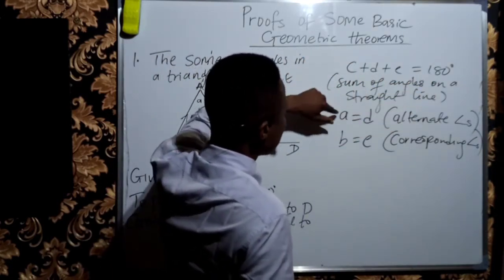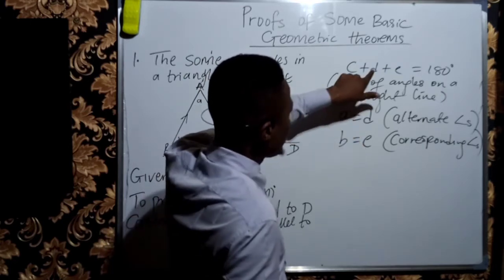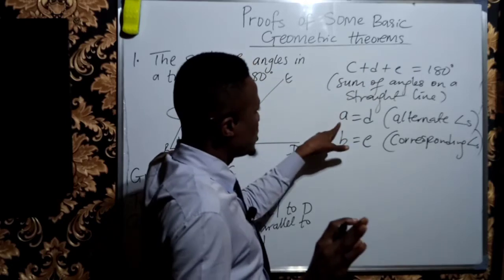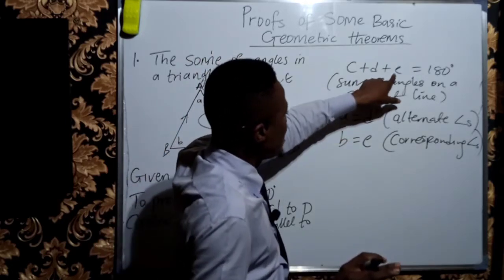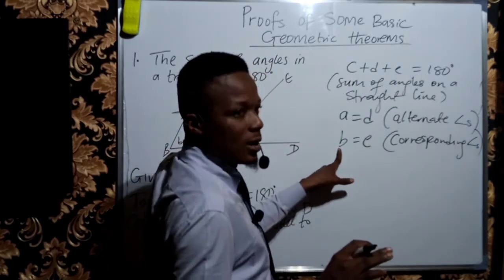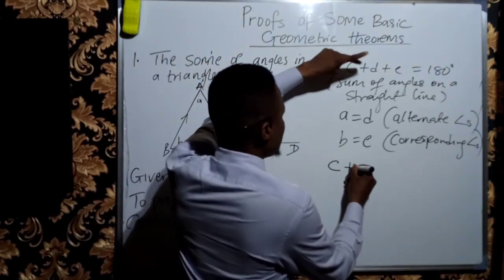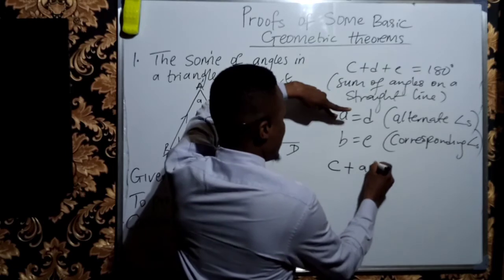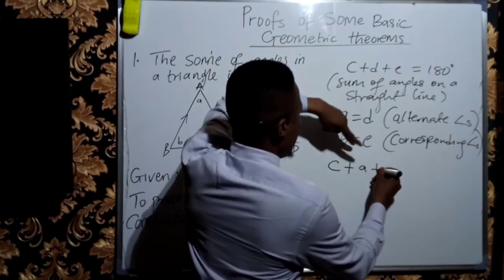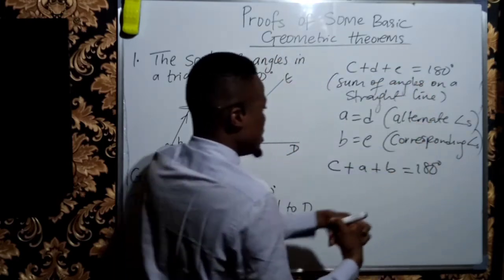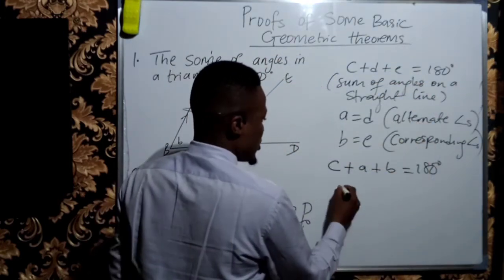But here I have seen that A is equal to D. Therefore, where I'm seeing D, I can replace D with A. Where I'm seeing E, I can replace E with B because they are equal. Therefore, I'm free to write that C plus, seeing D, I'll plug in A, plus seeing E, I'll plug in B, equals 180 degrees. If this is so, I can rearrange it accordingly.